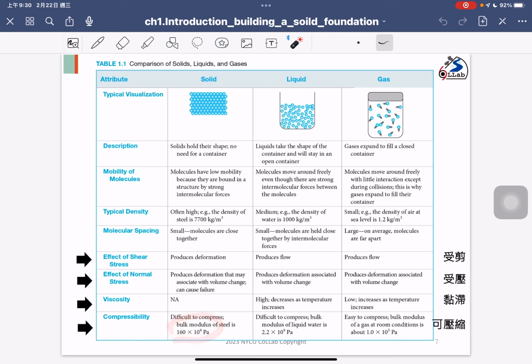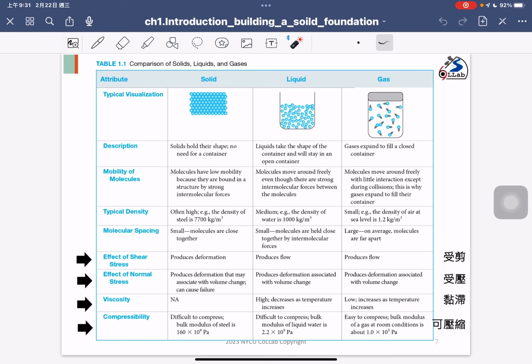starting from the solid to the gas, the bulk modulus is decreasing. For the gas, the bulk modulus is quite small compared to the solid. So you can try to imagine that a small bulk modulus indicates high compressibility. Because for the gas, it's very easy to compress, but for the solid, it's very difficult to compress. So the bulk modulus indicates the different compressibility effect. Okay?